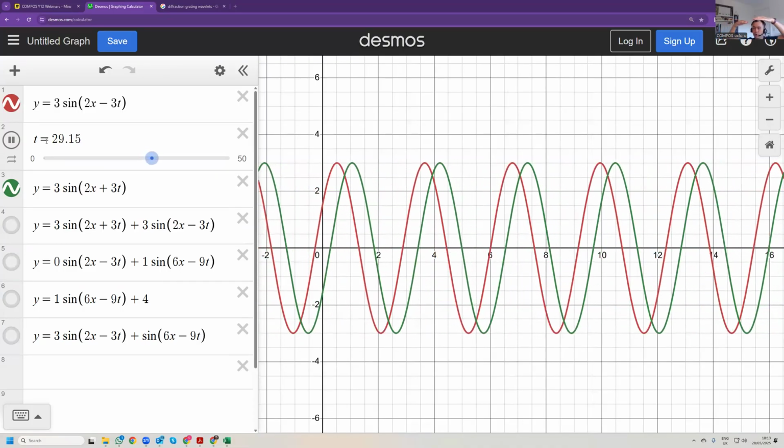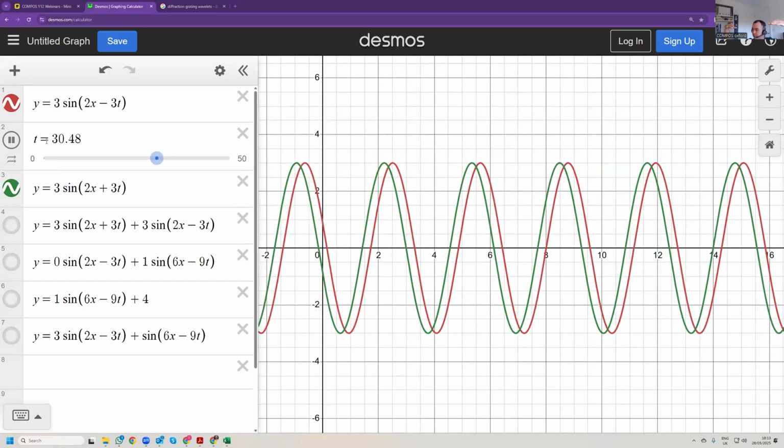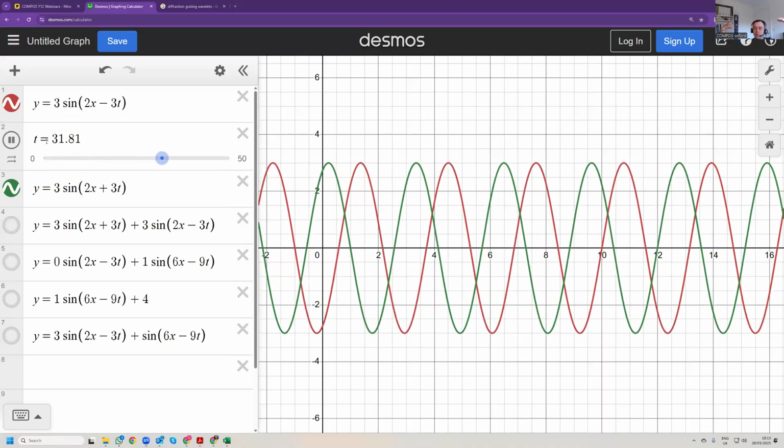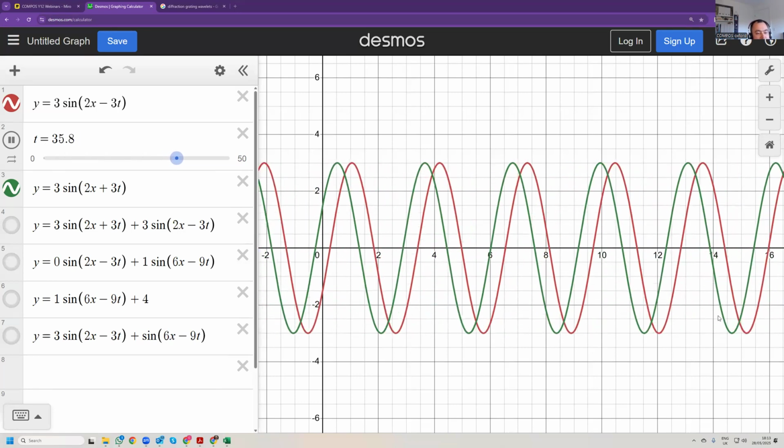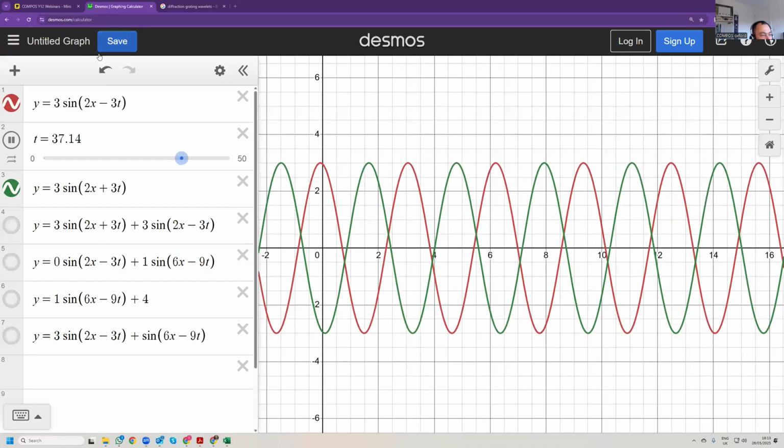You imagine a rope, and on a rope, you have two waves traveling in opposite direction. Yeah, of course. So let's have a look. So I'm going to add these two waves.